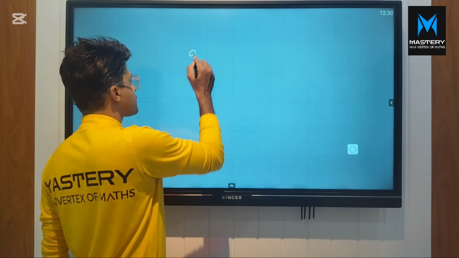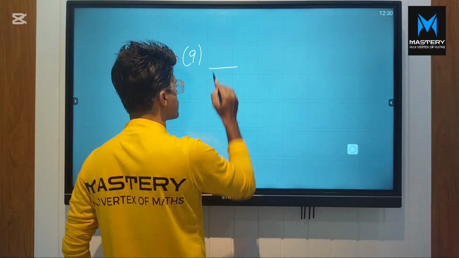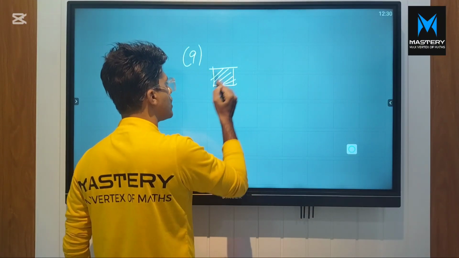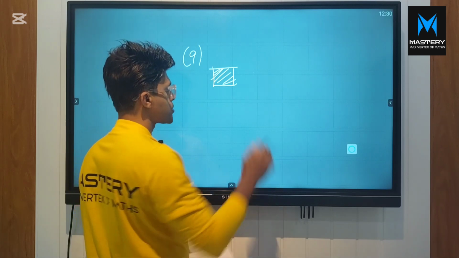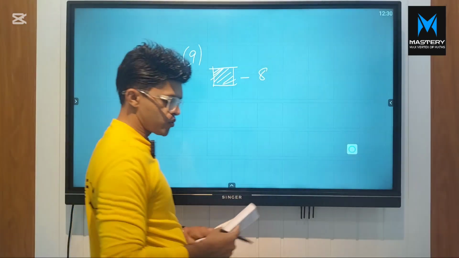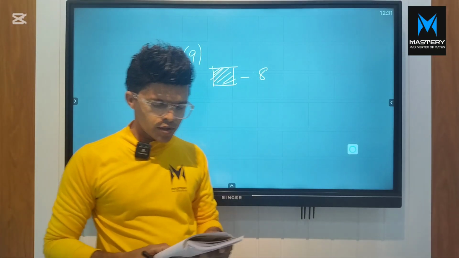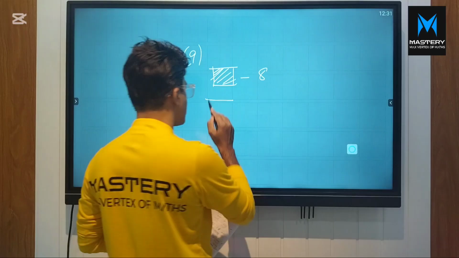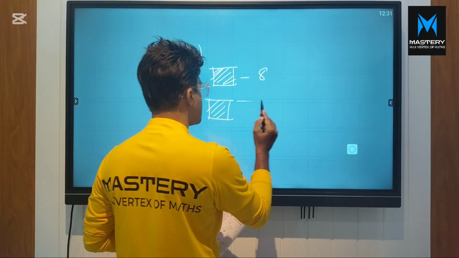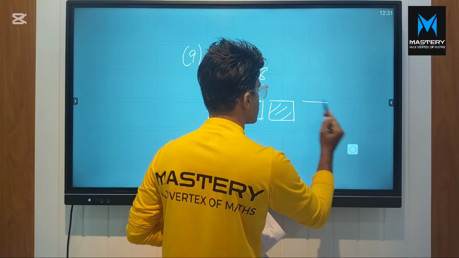Ninth question. What is the ninth question? The ninth question is here. It has given that this segment relates with picture graphs. This segment represents 8 books, right? According to the question, it represents 8 books. So we need to find the number of books represented by these diagrams, right?